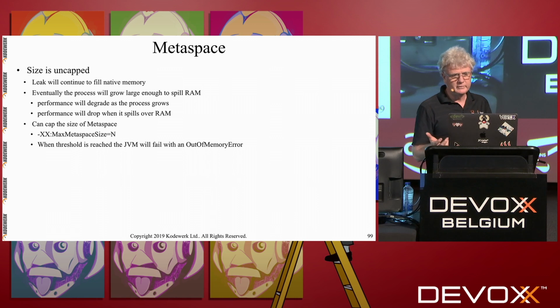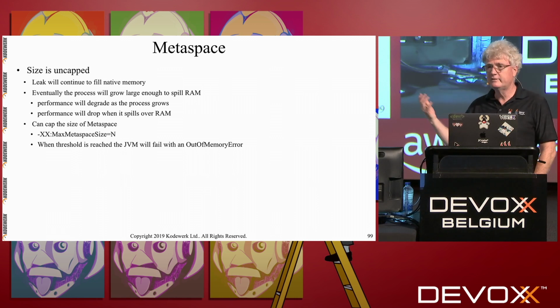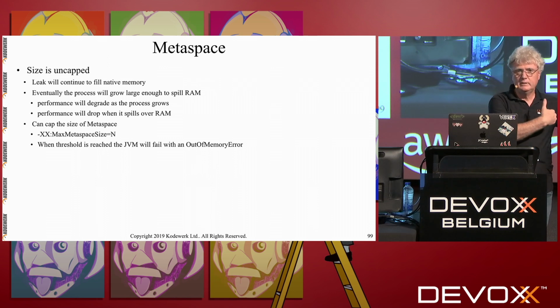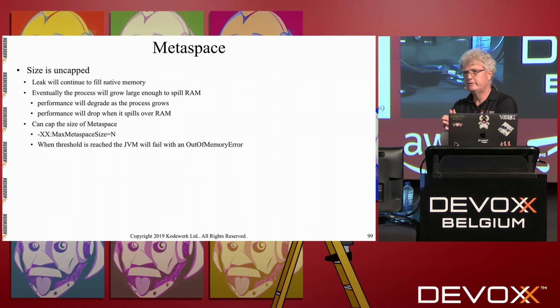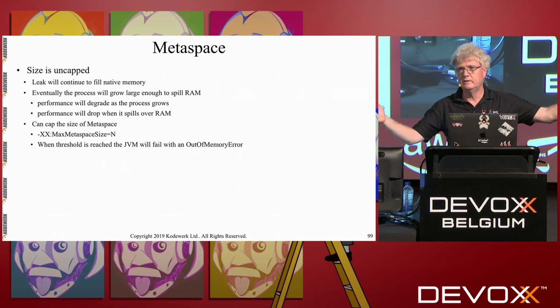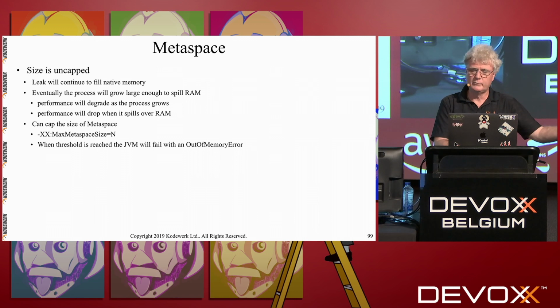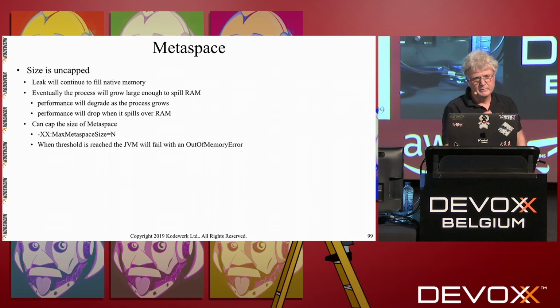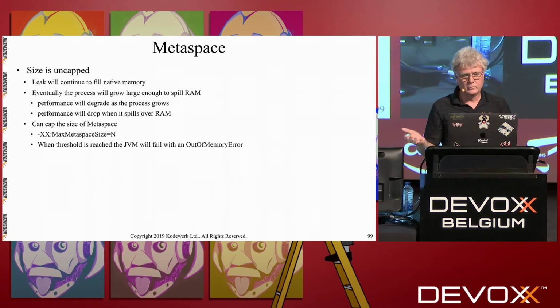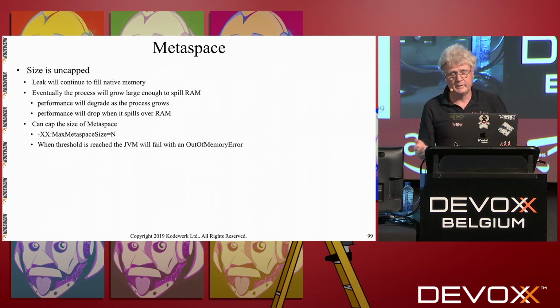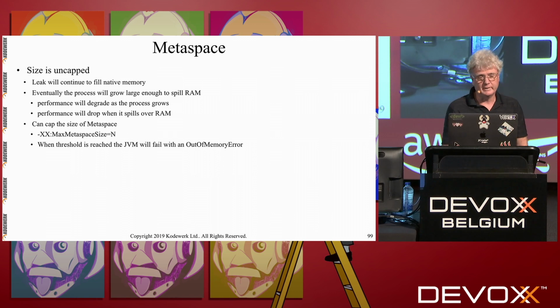Now, a little bit about metaspace: its size is uncapped, meaning that if I'm leaking metaspace, this space is just going to get bigger and bigger until the VM gets bigger than the amount of RAM we have, which means we start swapping, which means you're going to get a performance hit all in one shot. Eventually, the operating system will run out of memory, and of course, the process will fail at that point.